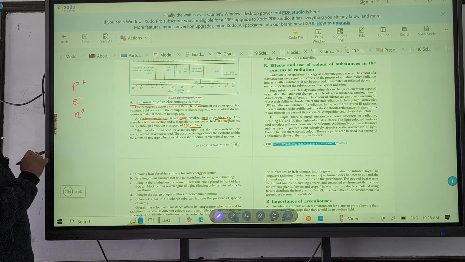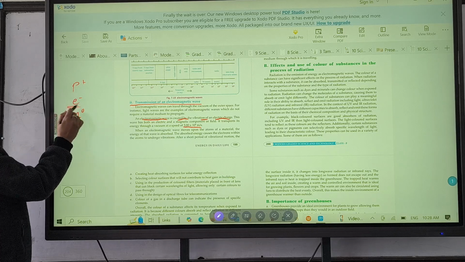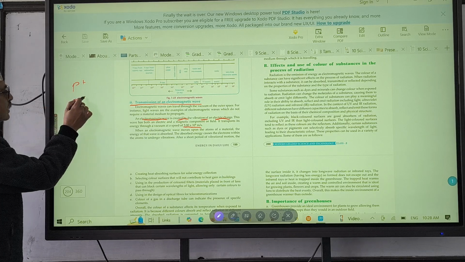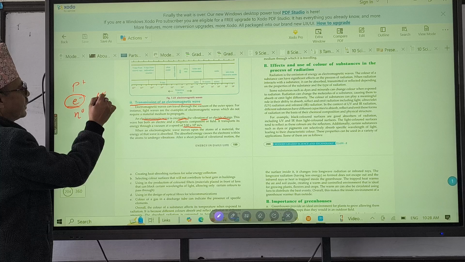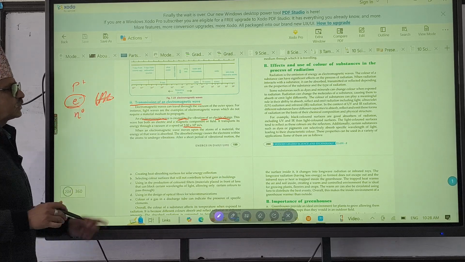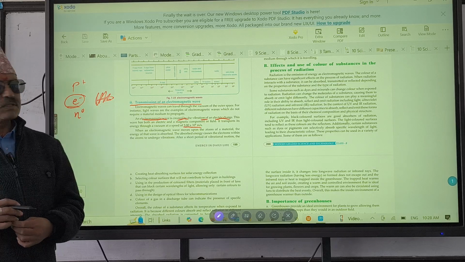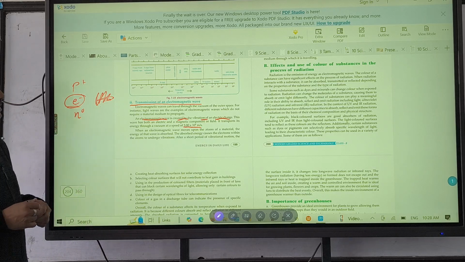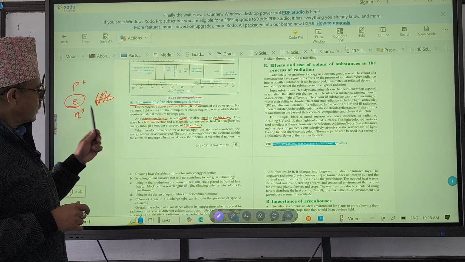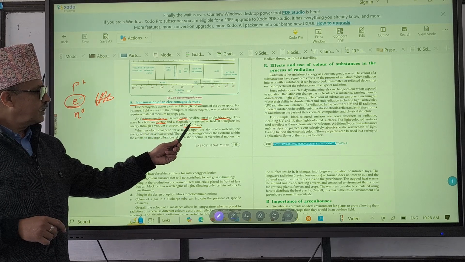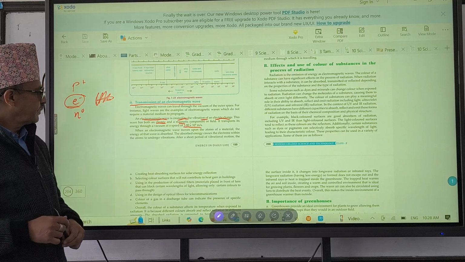So which is the electric charge? Electron is negatively charged, right? So this negatively charged particle vibrates. Because of vibration of this, an electromagnetic wave is produced. Due to vibration of electrons, it is created, and it contains 2 fields. What are they? Electric field and magnetic field.